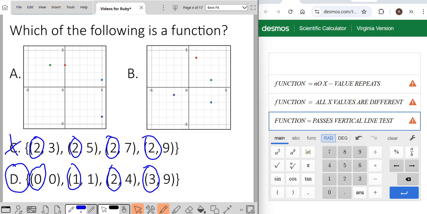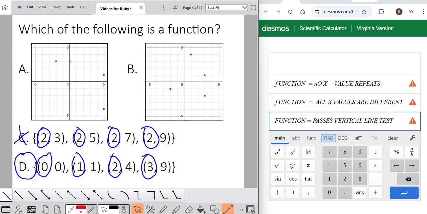Now I'm going to come up here to B, and I'm going to see if I can get my line tool. I always seem to get myself in trouble when I try to use my lines, but I'm going to do it anyway. I'm going to start with B, and I'm going to put a line straight through that point. It only touches the point once, so far we're okay. Now I'm going to put a vertical line through this point. It only touches one point, so we're still okay. So far we're a function. But now when I put a vertical line through those, it touches two. So that means it does not pass the vertical line test, which means B is not a function.